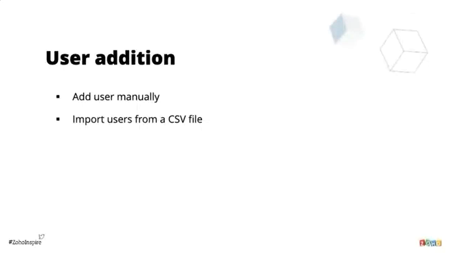The next is to import your users from a CSV file. In case you have all your user details exported into a CSV file from your previous email provider, you can simply take that CSV file and import it into Zoho Mail so that all the user details are populated.